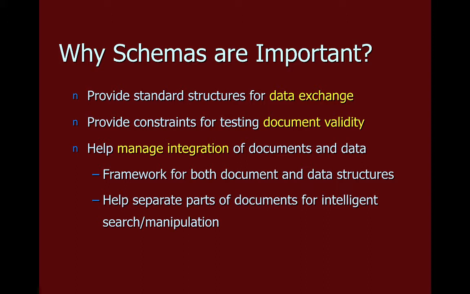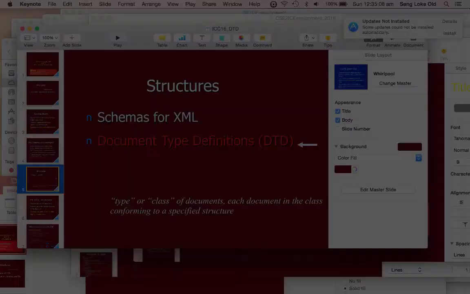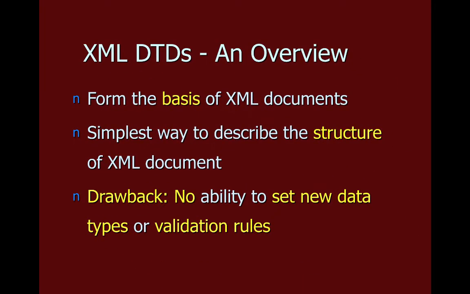And then there are constraints for checking the validity of the format of documents, and that is a means to integrate different types of documents and data, right? Because if you assume that different types of documents and data satisfy the same format, then it's easier to integrate them. So let's start by talking about DTDs, and then later on we'll talk about XML schemas. DTDs are the basis for these documents, they define the structure of the documents, and you'll find that DTDs do not have a very rich representation of data types, and that's why they're superseded by XML schemas. But we'll start with DTDs because they are simpler.